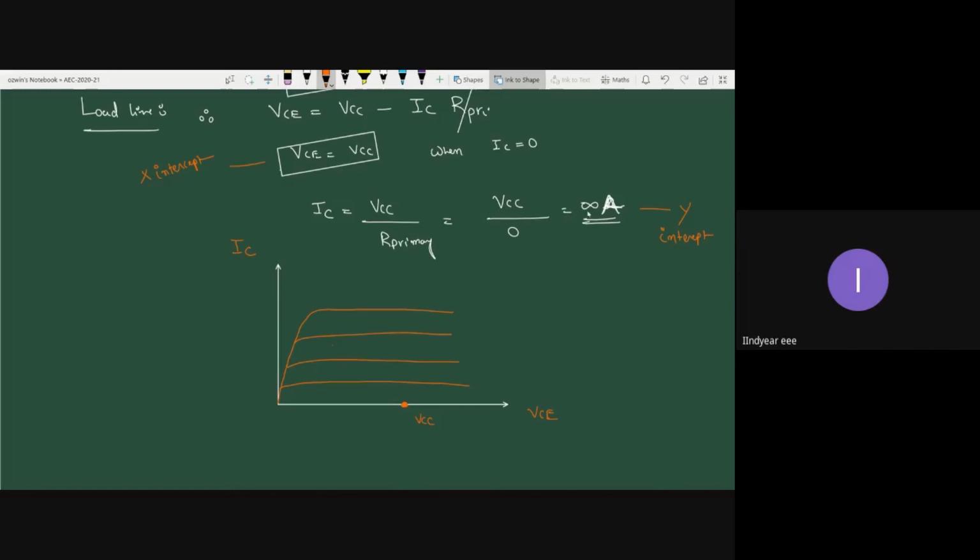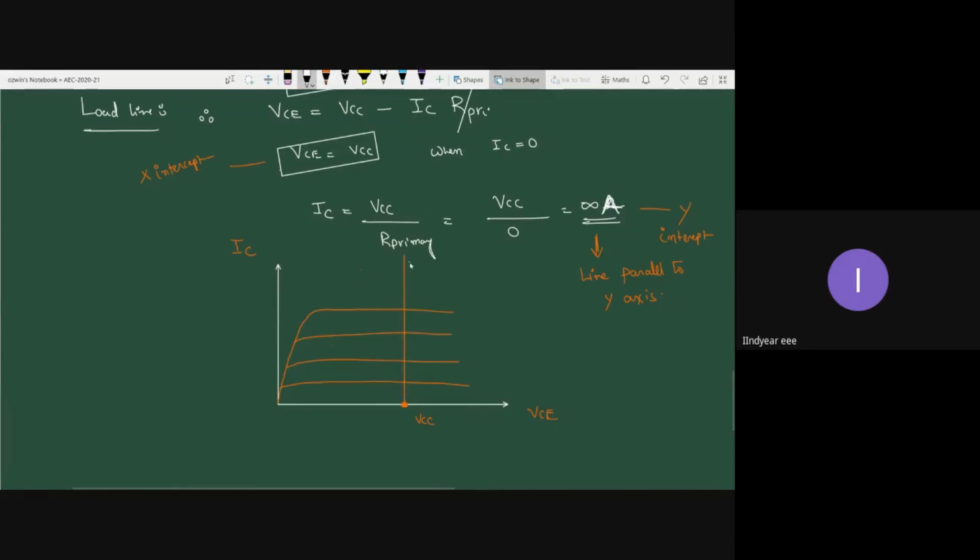Now, where is the y-intercept? Y-intercept is at infinite level. That means to say you will have a line parallel to the y-axis. It should not cut the y-axis, because if your DC load line cuts the y-axis, then you will get a finite collector current, but you are supposed to get an infinite collector current. So that is possible only if the line is drawn parallel.